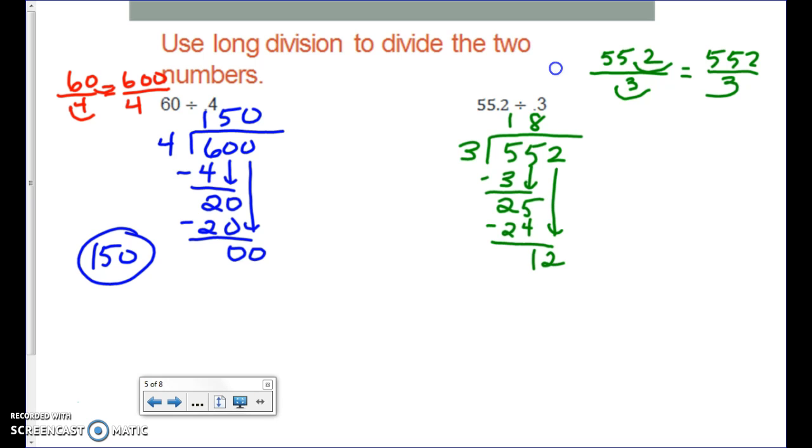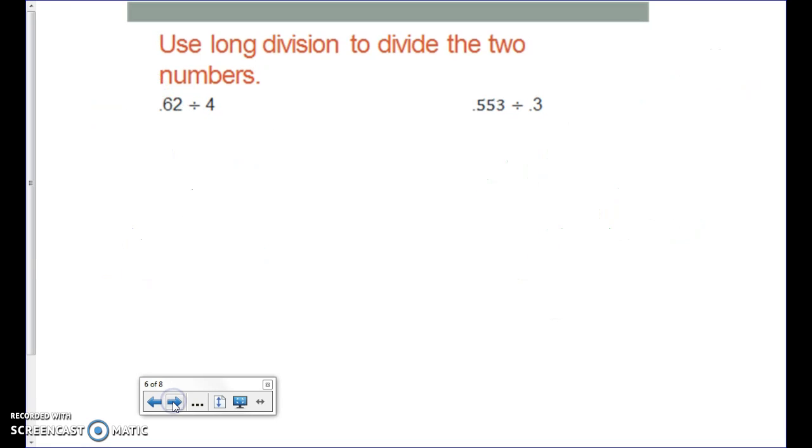And 3 goes into 12 4 times. No remainder. The quotient is 184. Okay, so really it's just a matter of getting rid of those decimals, and then it's the same thing that we've done before. Looking at another one here.